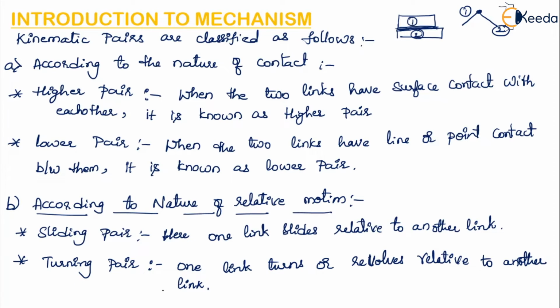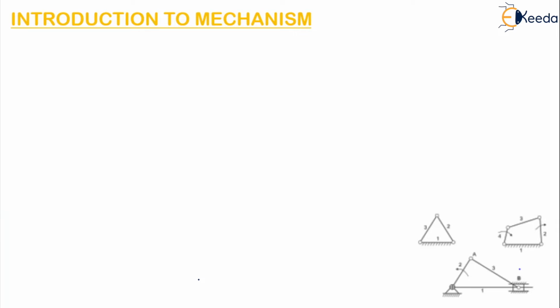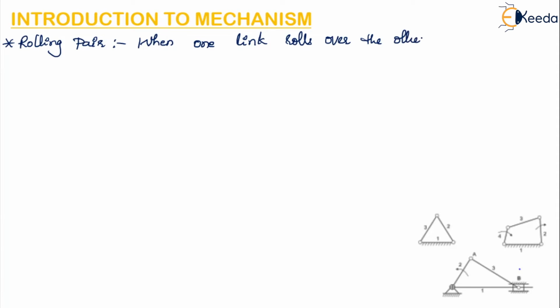Okay. Then the next type is rolling pair. So here one link rolls over the other link. When one link rolls over the other link, then such a pair is called the rolling pair.